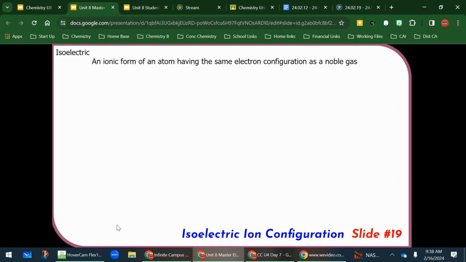So tell me what that pattern is. What do the metals do? Metals are isoelectric to the noble gases at the row above them. But nonmetals are what? Same row. Iodine will be isoelectric to xenon.